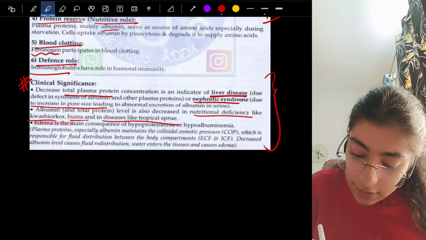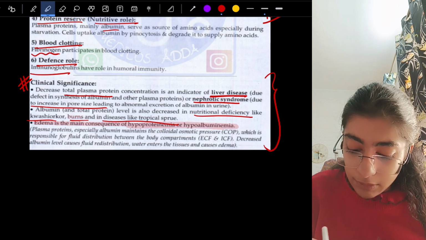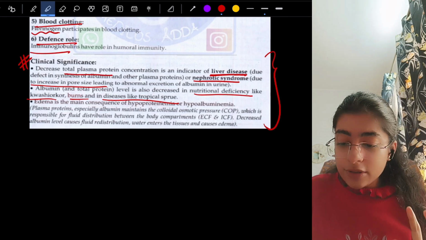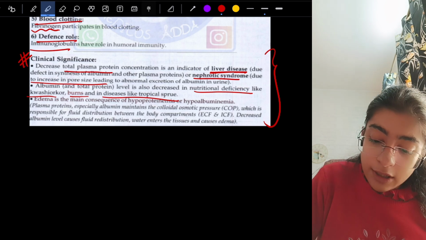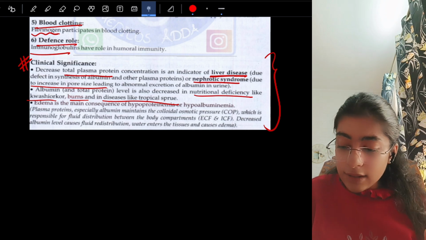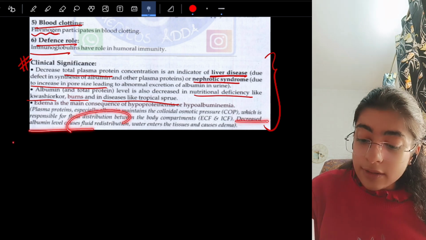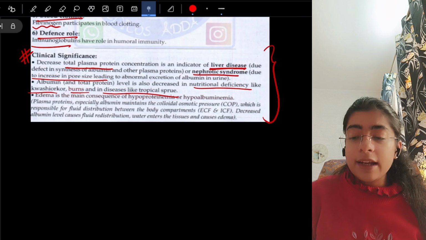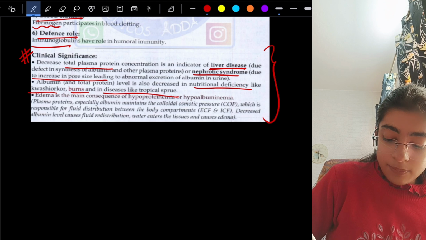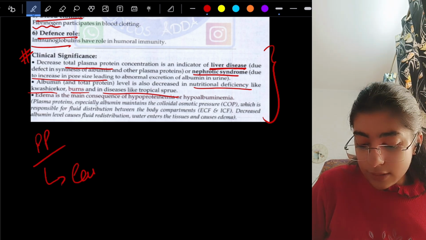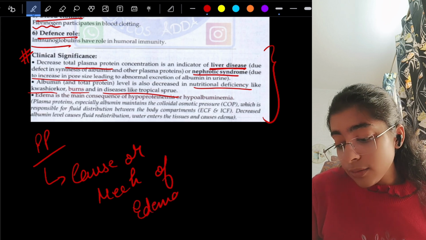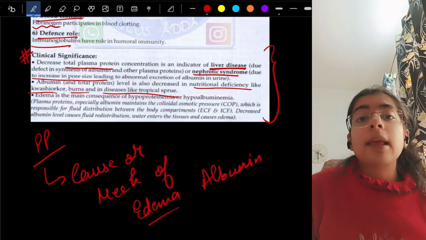Edema is the main consequence of hypoproteinemia or hypoalbuminemia. Okay, edema. Now, plasma proteins, especially albumin, maintain the colloidal osmotic pressure, that is COP, which is responsible for fluid retention between the body compartments ECF and ICF, that is extracellular and intracellular. Decreased albumin level causes fluid redistribution, water enters the tissue and causes edema. So what is the main cause of edema? It can come as a short note. In the plasma protein chapter, the cause or mechanism of edema and how it is related to albumin.